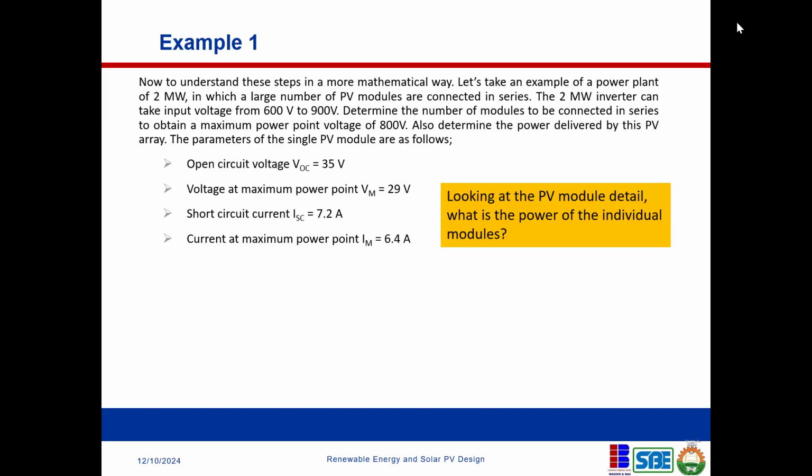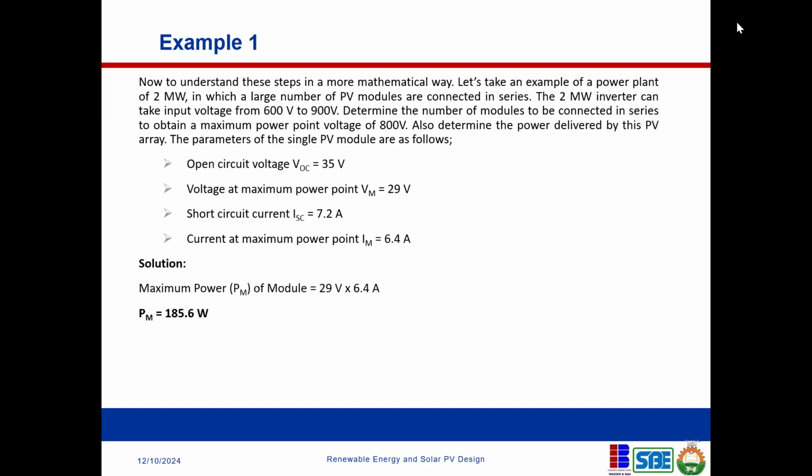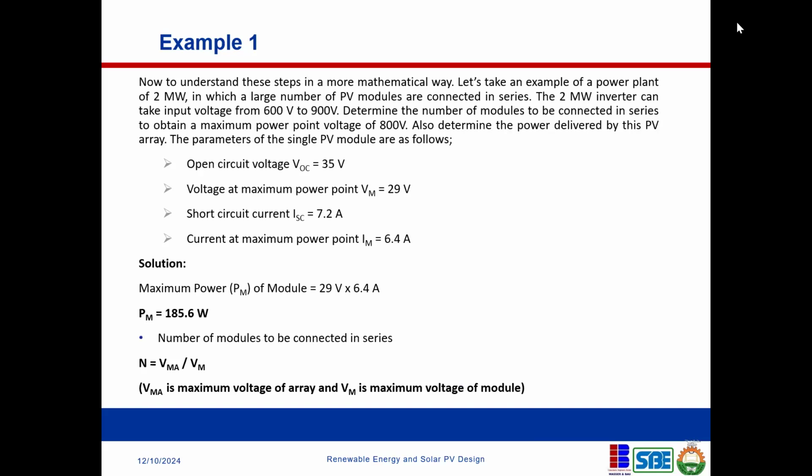The power should be 29 times 6.4. Is anybody in disagreement with this? Okay, so he's correct. The power of an individual module is 29 times 6.4, so the power of one module here is 185.6 watts.